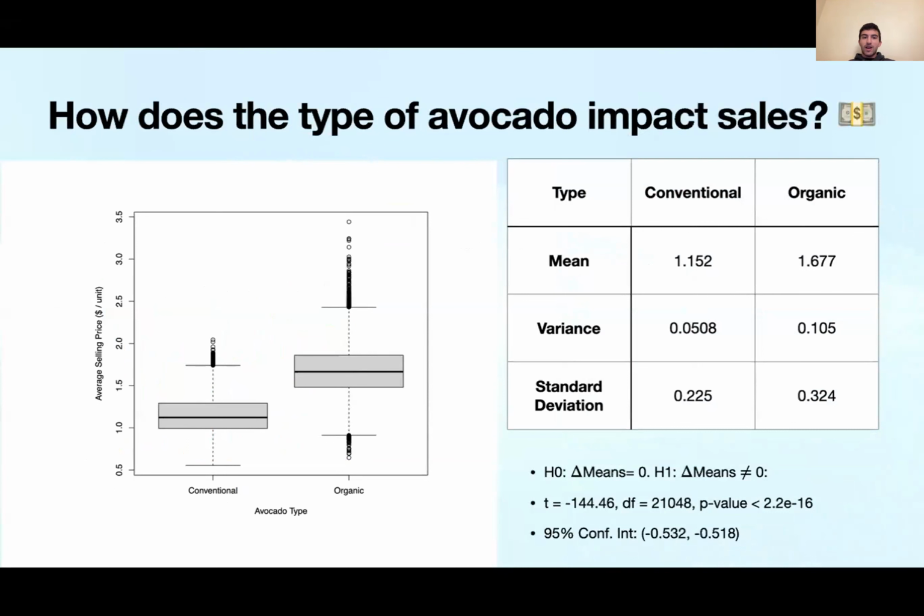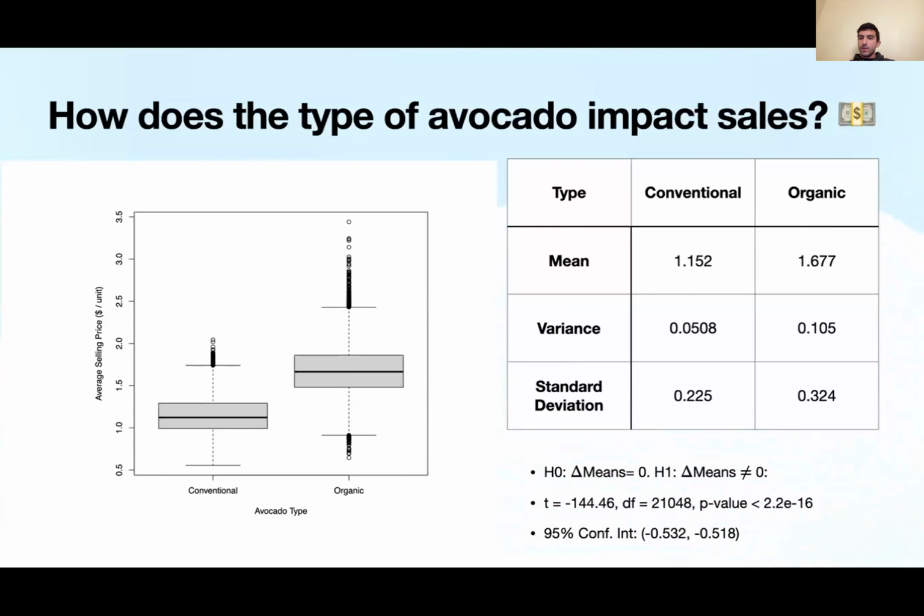Now we're going to go on to how the type of avocado impacts sales. On the left, we have a box plot of the average selling price of conventional and organic avocados. The first thing to notice is that the median of the conventional avocados is smaller than that of organic. But the organic one has more outliers, and it has a slightly larger spread than conventional avocados.